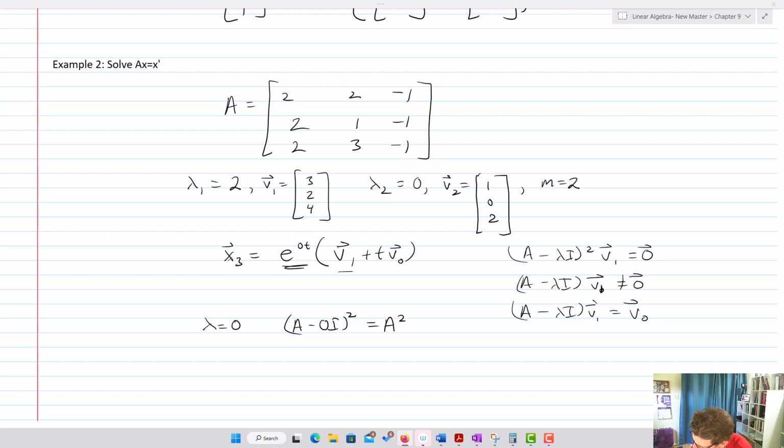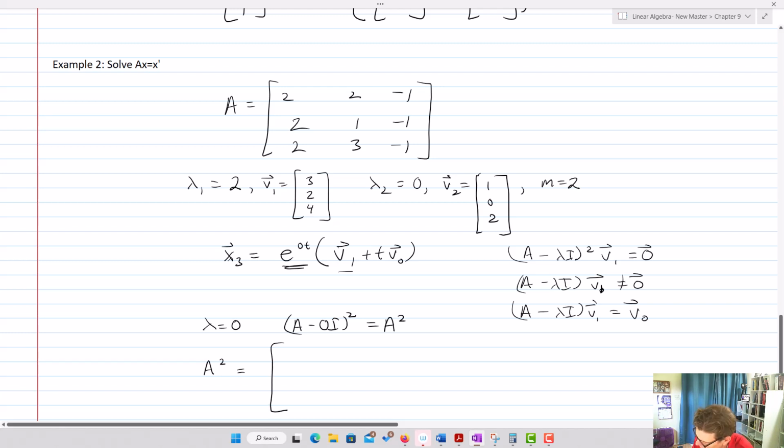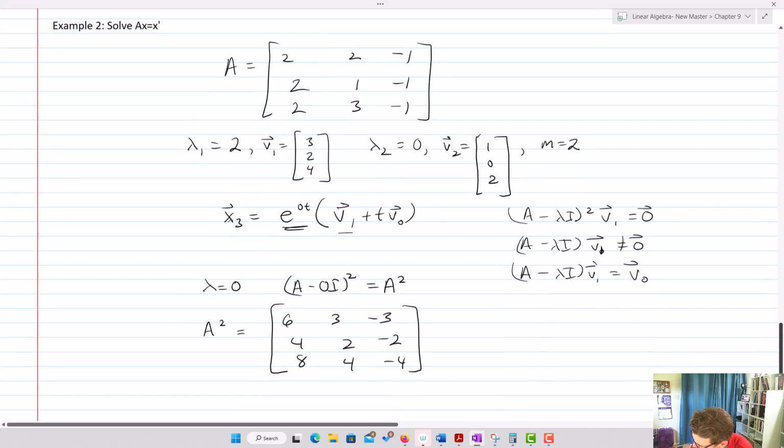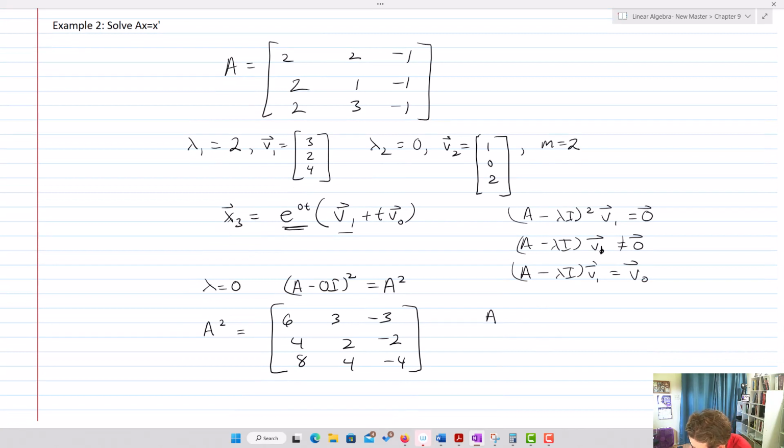And A squared for us now is going to look a little different. So A squared is going to equal now 6, 3, negative 3, 4, 2, negative 2, 8, 4, negative 4. We now need that A squared v1 is equal to 0. So we need v1 to be in the null space of A squared, pardon me.